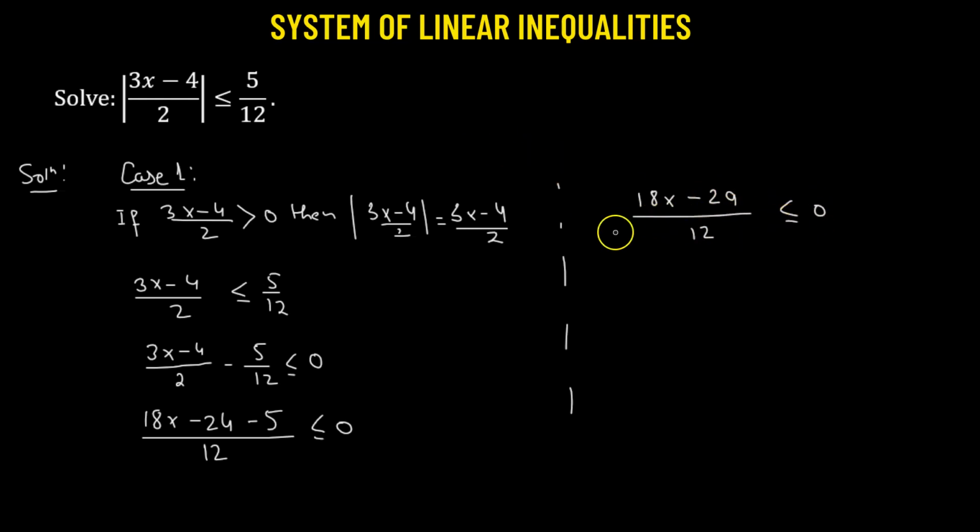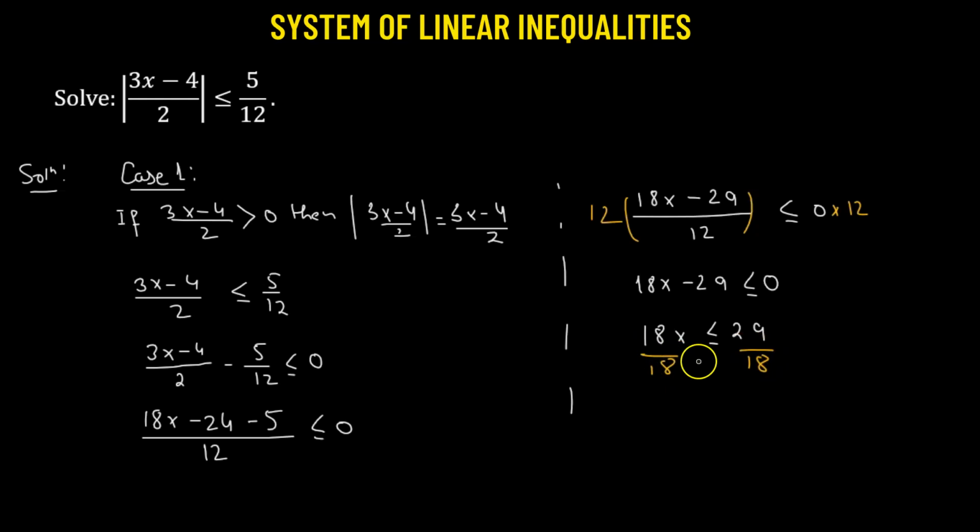So what we'll do, we'll multiply both sides with positive 12. And in doing so, the sign of the inequality is not going to get affected because 12 is a positive number. So this gives us 18x minus 29 less than or equal to 0. Transposing 29 to the right hand side, we have 18x less than or equal to 29. And we will now divide both sides with positive 18. And again, dividing by a positive number does not affect the sign of the inequality. So we will get x is less than or equal to 29 divided by 18. So this is the solution to case number 1.